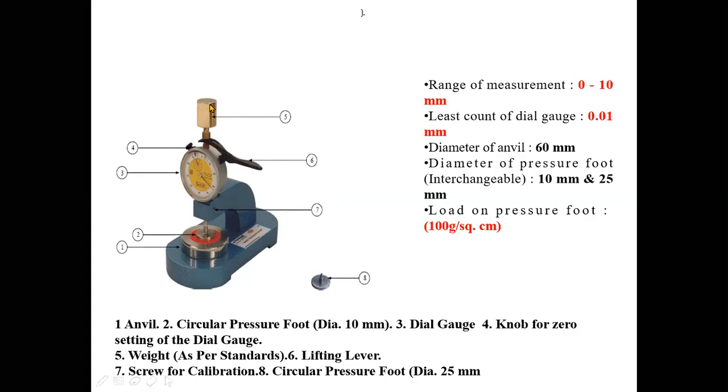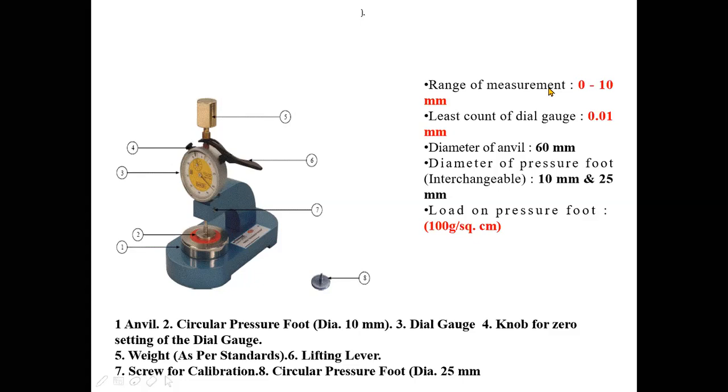Now, this is the weight, as per the test standard, with which we have to apply the load from this side. Okay, this is the lifting lever. That means by means of this lever we can apply the load, or we can relieve the load. And 7 is the screw for the calibration. Sometimes we can calibrate the instrument with respect to standard material or standard thickness.